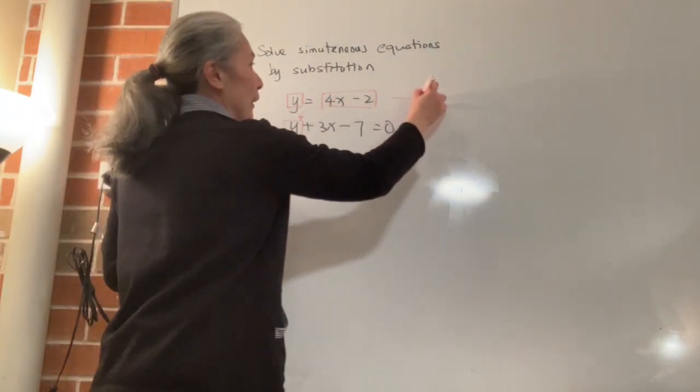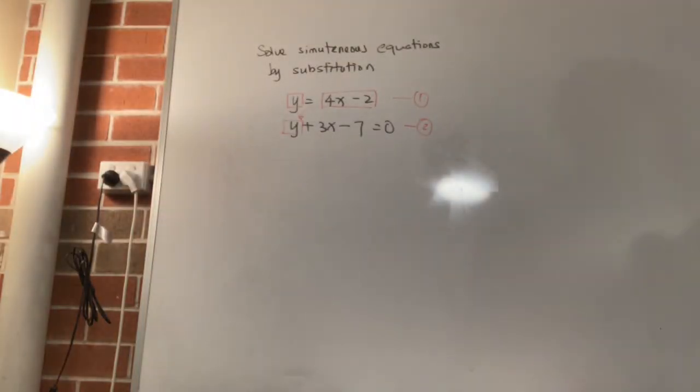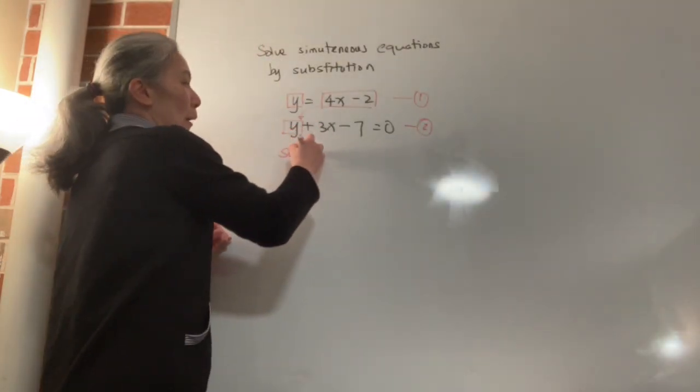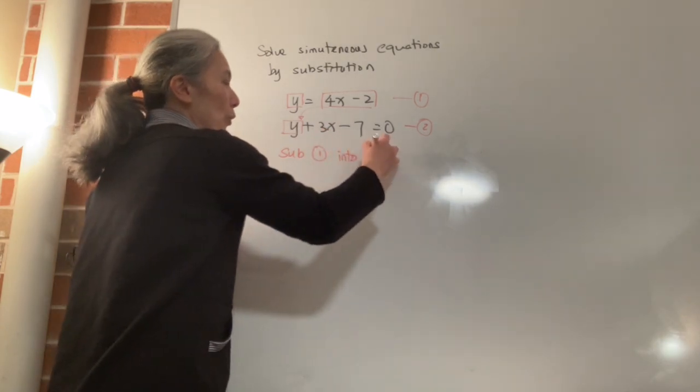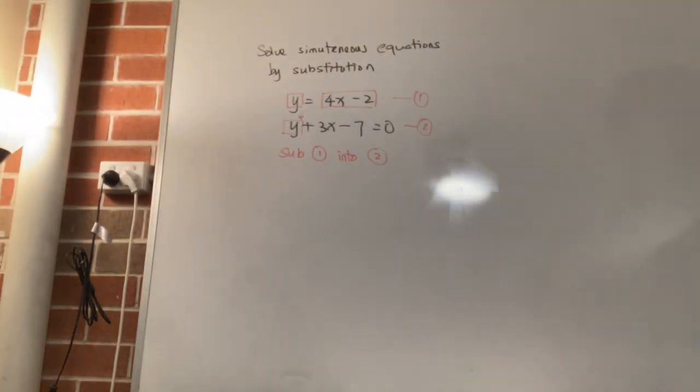Okay, so we call this number 1, this is number 2. Do we substitute y equals 4x minus 2 into the second one? Yes, so it's 4x minus 2 plus 3x minus 7. And the way I want to write it is I want to say sub number 1 into number 2. And then you solve it out.